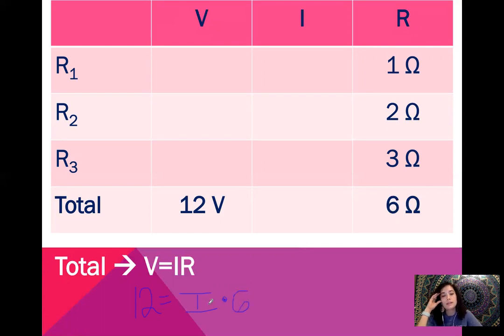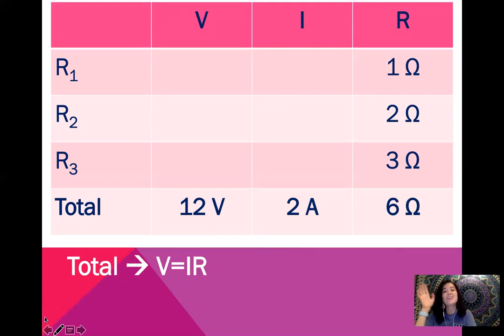What are we going to do to get this I, my current, all by itself? Hopefully you said divide by 6 because you remember that division is the opposite of multiplication. So we're going to divide both sides by 6. Guys, what's 12 divided by 6? 2. Great job. So my total current is 2 amps.